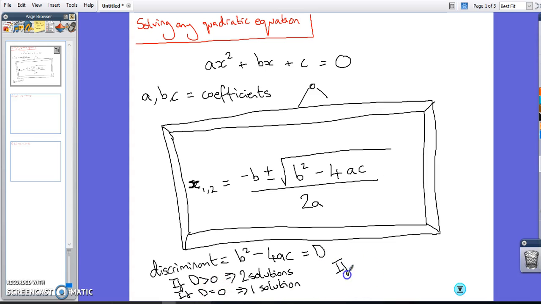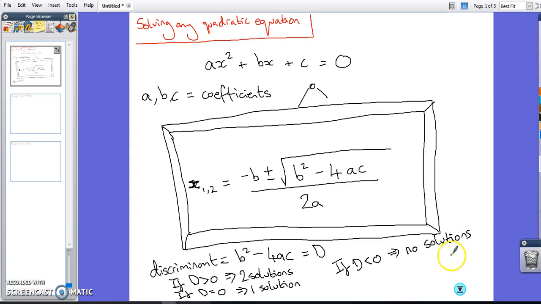The final case is if our discriminant d is less than 0. If b was 1, so I have 1 squared, and c and a were also 1, so I had x squared plus x plus 1 is equal to 0, then I've got 1 minus 4, and I want to take the square root of negative 3, which of course doesn't work mathematically. I can't think of a number I would multiply by itself to come up with a negative number. So if d is less than 0, then the square root of that number doesn't exist, and therefore we have no solutions.